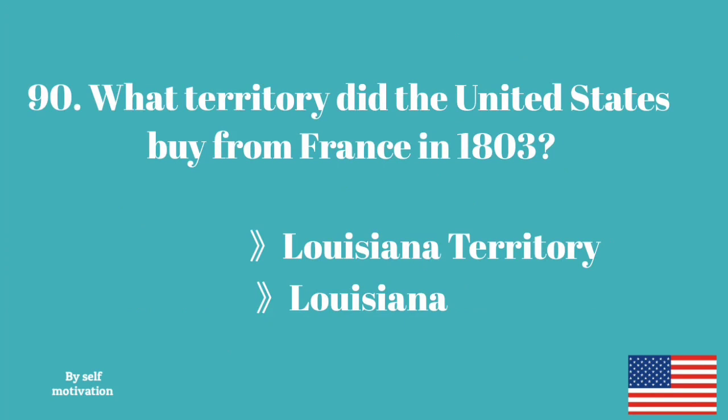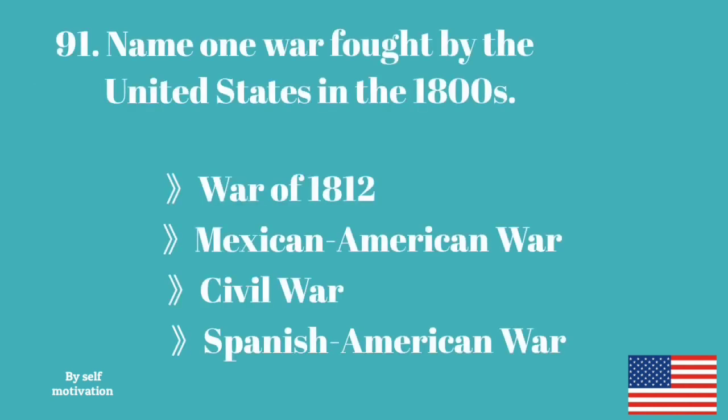What territory did the United States buy from France in 1803? Louisiana Territory. Louisiana. Name one war fought by the United States in the 1800s. War of 1812. Mexican-American War.